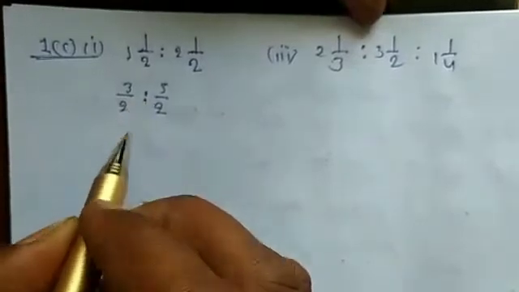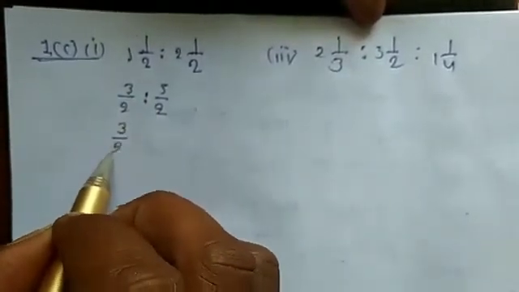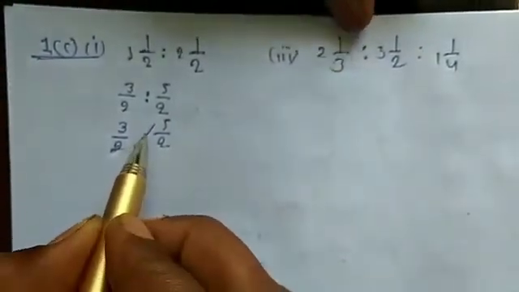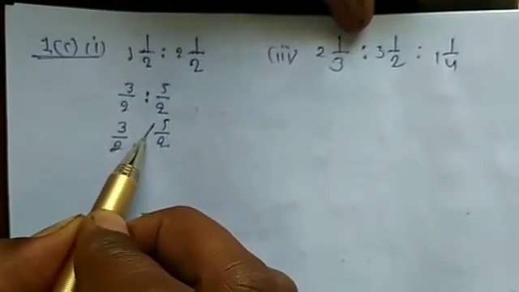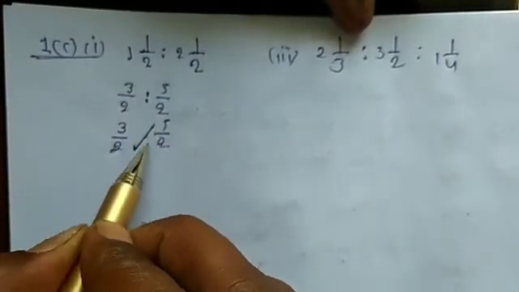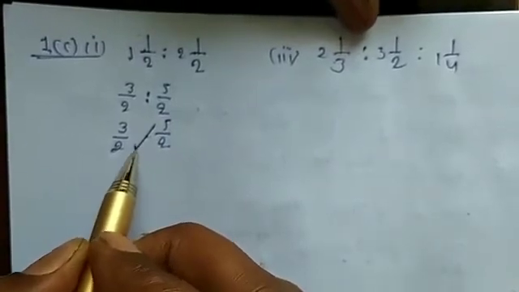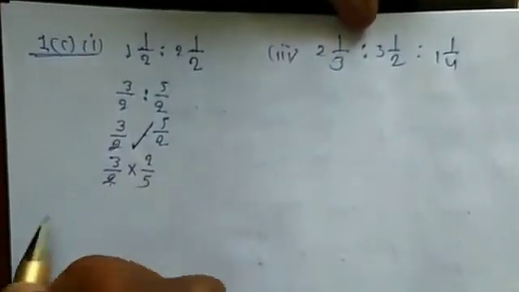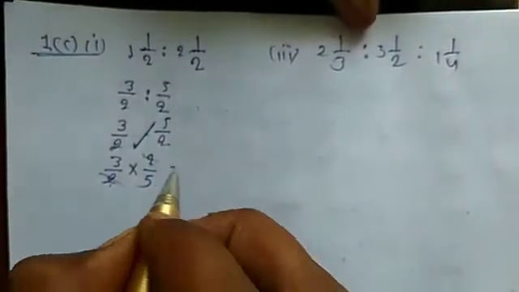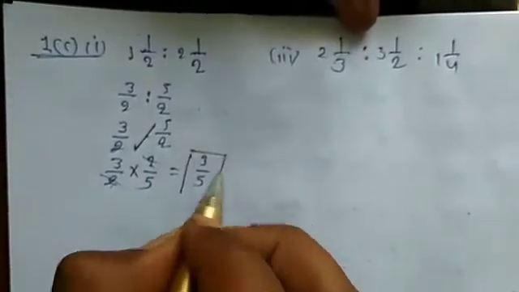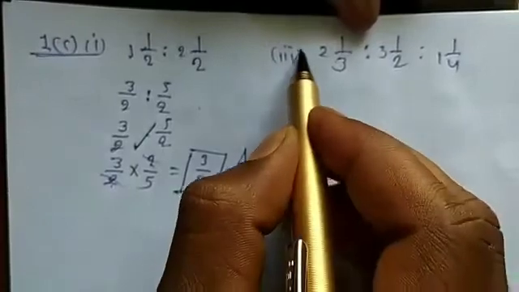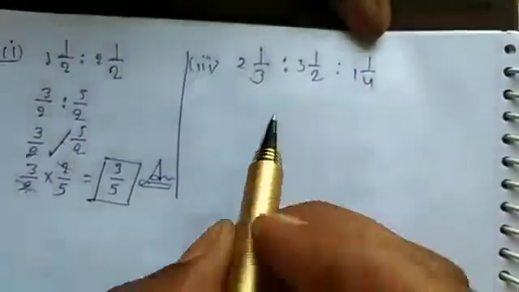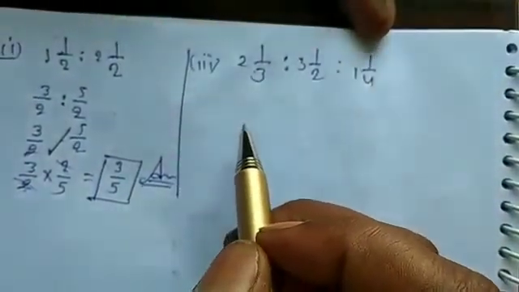This ratio means divide. So simply we can write 3 upon 2 divide 5 upon 2. And you already know that when we convert, we change this division into multiplication, and this number will be converted into its reciprocal form. Then this is 3 upon 2 into 2 upon 5. Now this 2 and 2 will be cancelled and 3 upon 5 will remain, and this will be the answer. In this question, first of all, convert these terms into improper fractions.